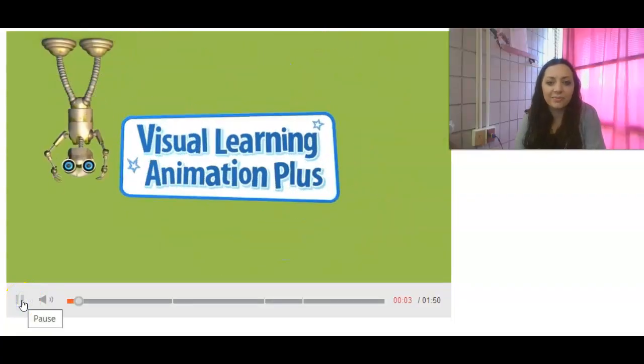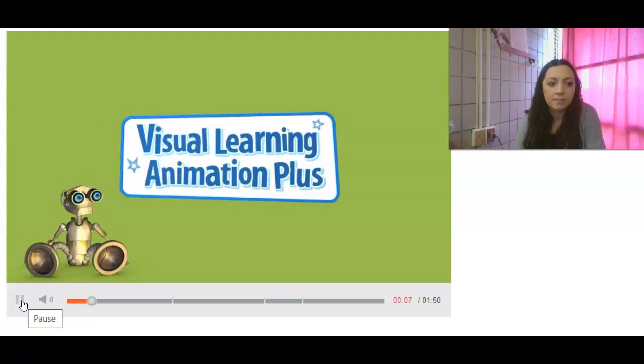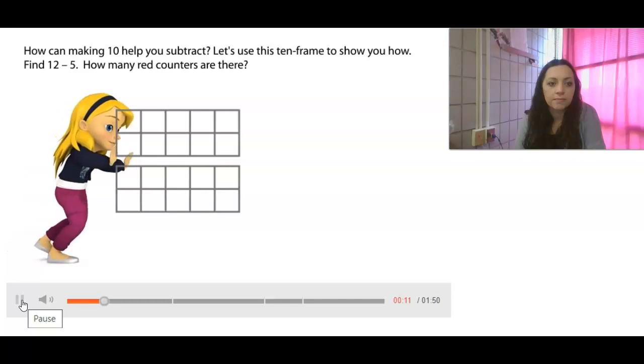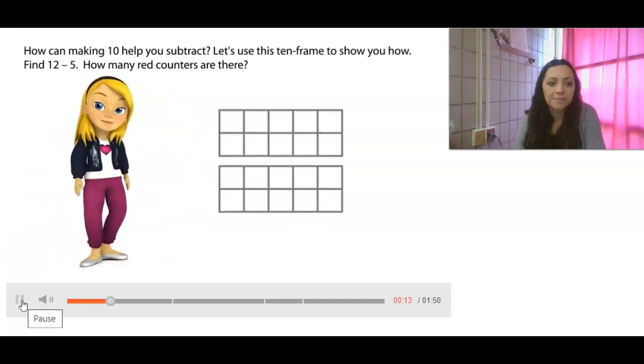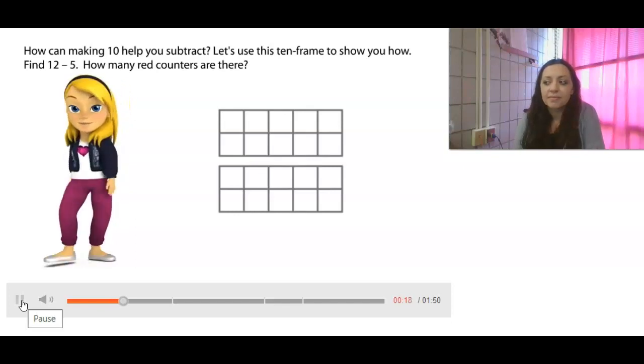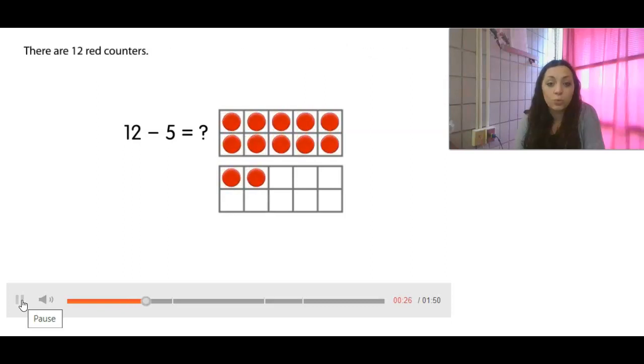All right, here we go. How can making 10 help you subtract? Let's use this 10 frame to show you how. Find 12 minus 5. How many red counters are there? There are 12 red counters. You can make 10 to help you subtract.